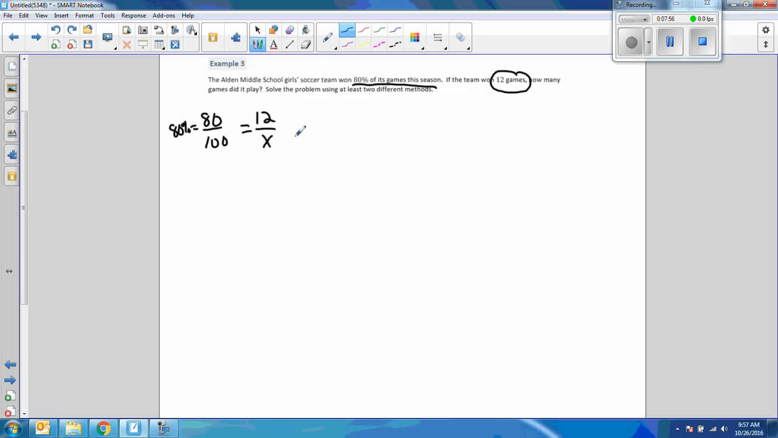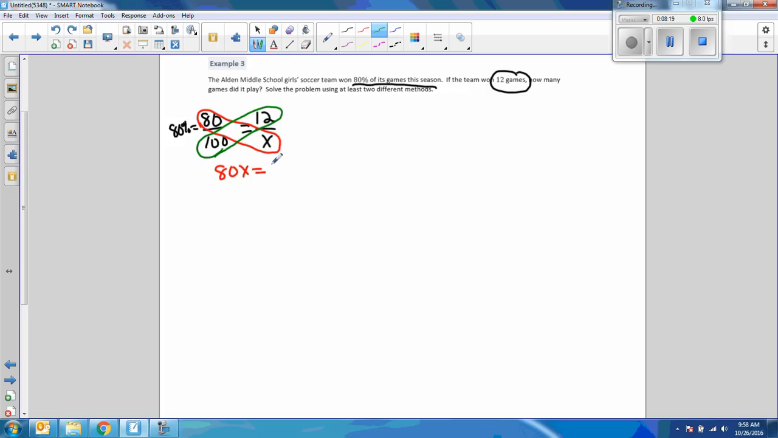All right. I haven't discussed this yet, but no time like the present. It's called cross multiplication. So when I have an equal sign in between 2 fractions, and I cross multiply, which is 80x equals, and then I'm going to multiply this cross.